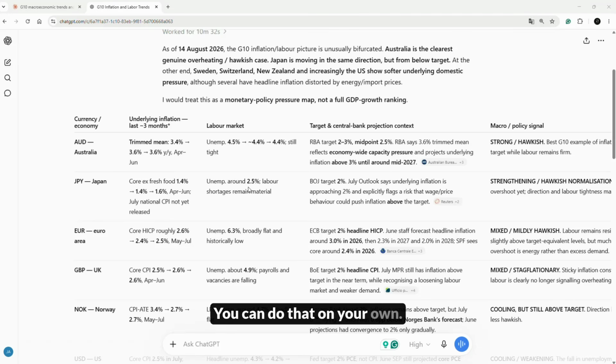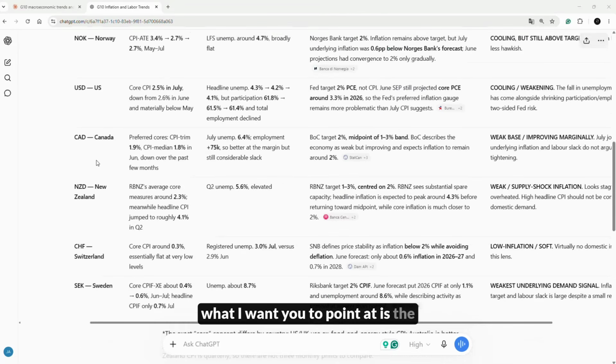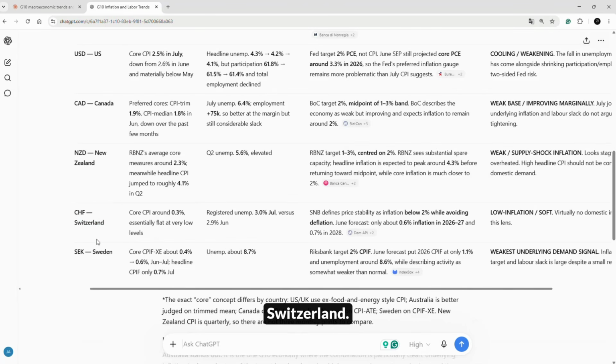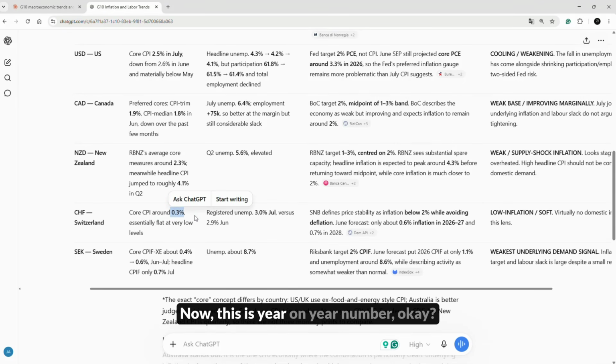You can do that on your own. What I want you to point at is the divergence, which I'm already aware of. It's Australia versus who? Switzerland. Because Switzerland has core CPI around 0.3%. Now, this is a year-on-year number, okay? This is the yearly number. It's not a monthly number. It's the core CPI year-on-year number, 0.3%. Essentially flat at very low levels, as ChatGPT says pretty well.